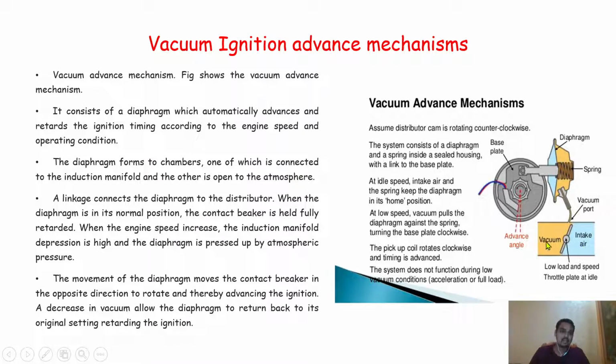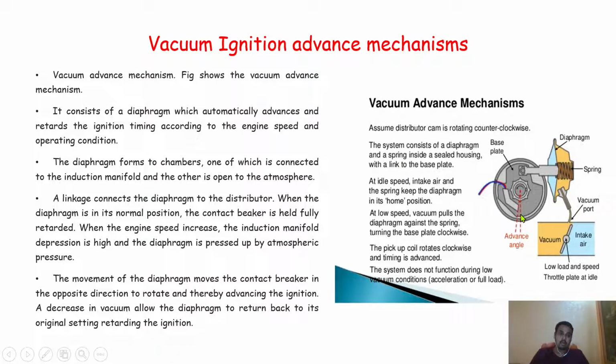As I said, this side is connected to the engine and this side is open to the atmosphere. So a linkage connects the diaphragm to the distributor. When the diaphragm is in its normal position, the contact breaker is held fully retarded. When the engine speed increases, the induction manifold depression is high and the diaphragm is pressed up by the atmospheric pressure. So the movement of the diaphragm moves the contact breaker in the opposite direction to rotate, thereby advancing the ignition. A decrease in the vacuum allows the diaphragm to return to its original setting, retarding the ignition. So this is something about the vacuum advance mechanism.